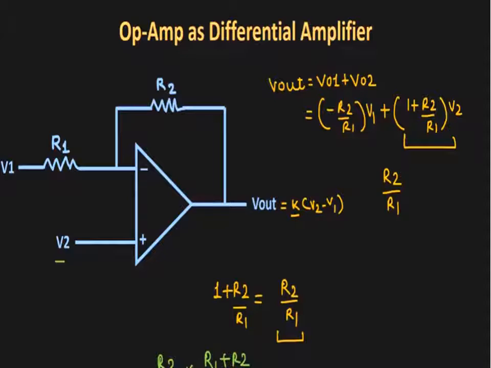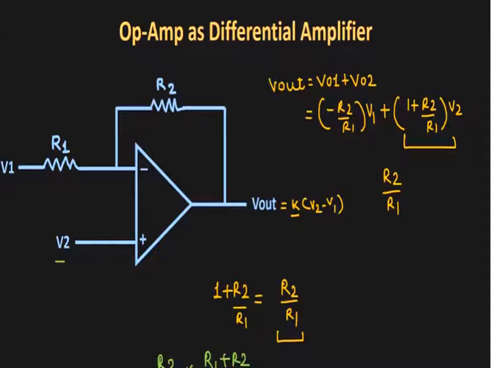Next I will explain the differential amplifier, how it's going to work. In the differential amplifier I am giving the input to both the inverting and non-inverting terminals. So V out should be equal to V01 plus V02. V01 is the output obtained when the input is given to the inverting terminal. I have written here, that is minus R2 by R1 into V1.